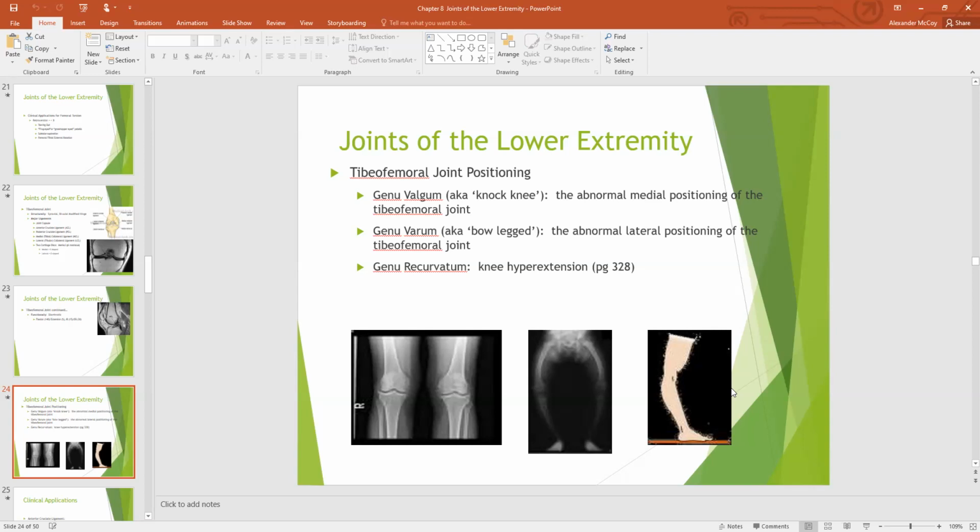Genu varum, so I think of rum like a drunk cowboy, is more bow-legged. If that helps you, great. And that means that we have that more bow-legged appearance like in this middle picture.